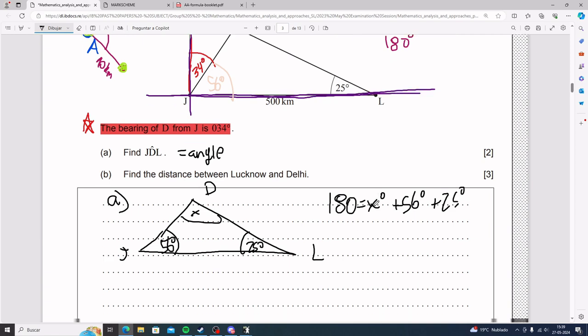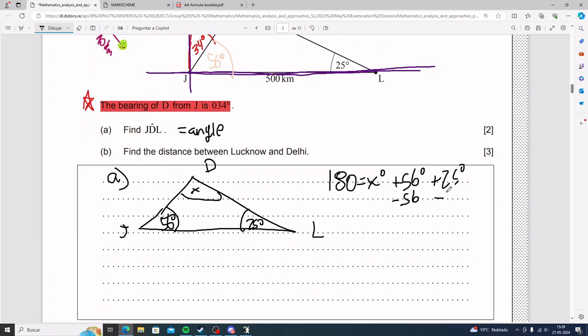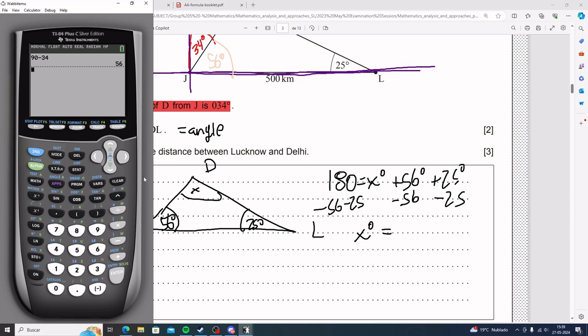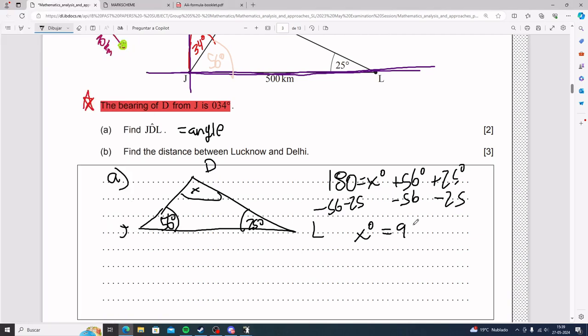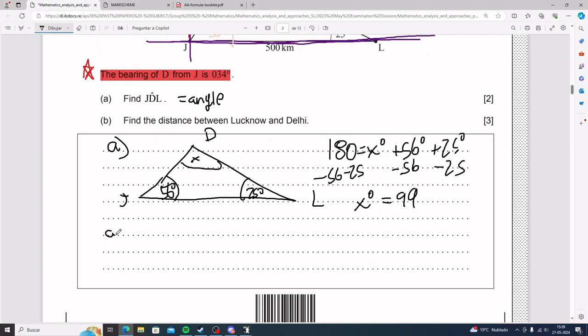And so if you want to leave x alone, you can do minus 56 and minus 25 to both sides. So it's basically just going to be 180 minus 56 minus 25. It gives you 99. And so bada bim, bada boom. For part A, you can just say that angle JDL has to equal 99 degrees.